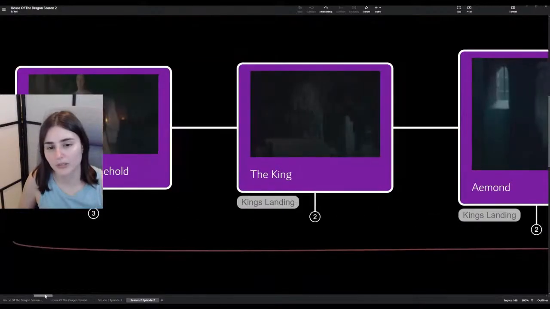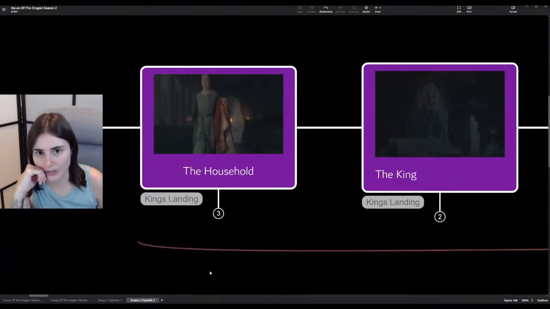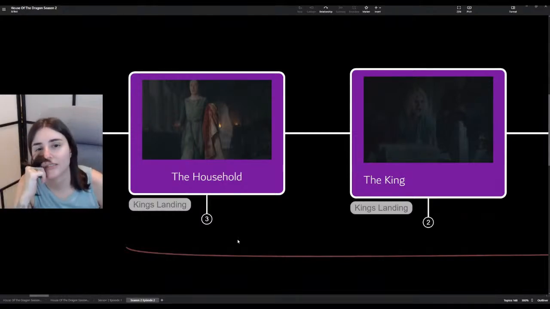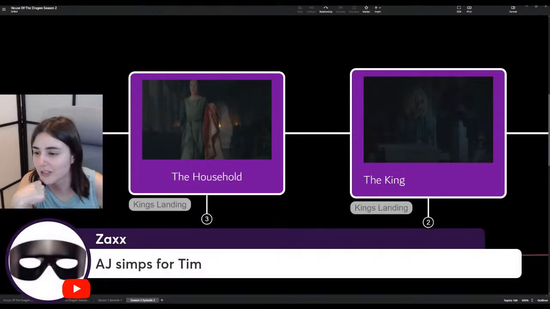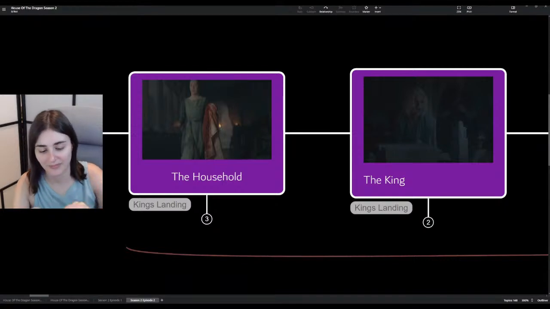I wonder if I were to diagram The Acolyte or something like that, whether I would be able to say a lot. Speak of simp and he shall appear. AJ simps for Tim. Well, who doesn't simp for Tim? Right? Okay.